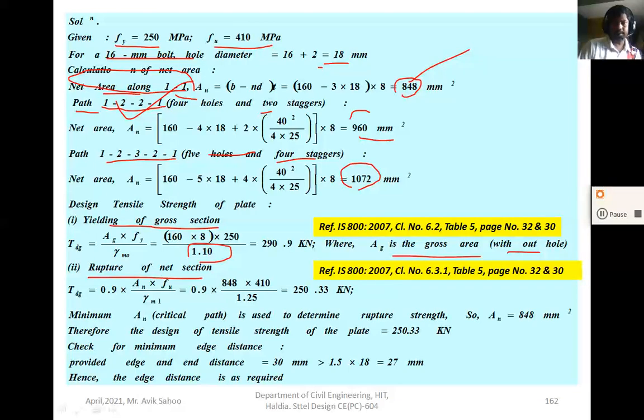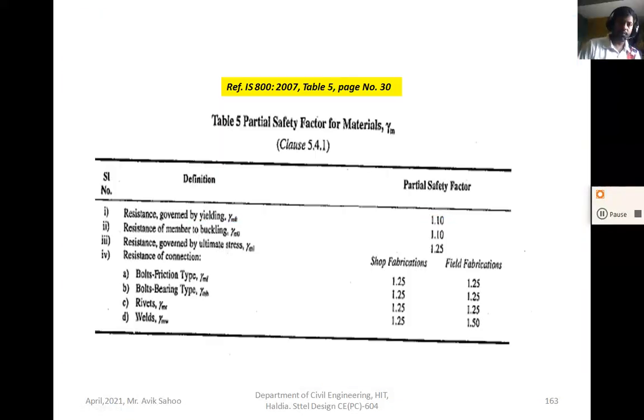Next we find the rupture of net section. Okay, net area is considered, and minimum net area you have to consider. So which is 0.9 into 848, 410 is the ultimate tensile strength, and for rupture strength the ultimate strength is considered, and factor of safety used 1.25. You see that resistance governed by ultimate stress, gamma m1 is how much? 1.25.